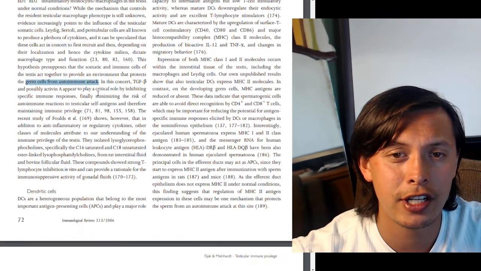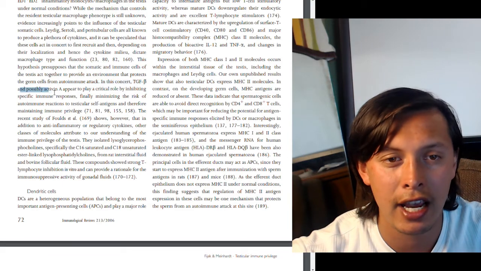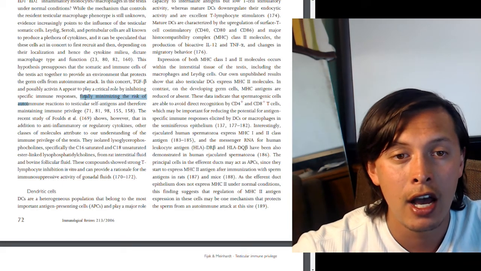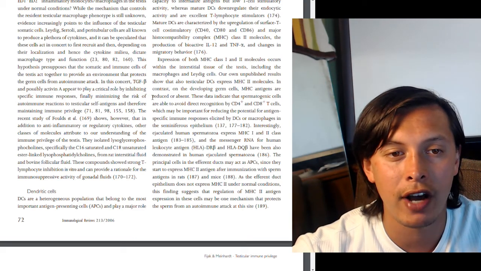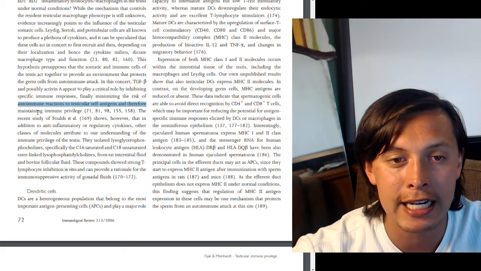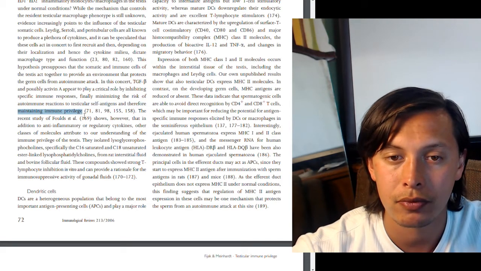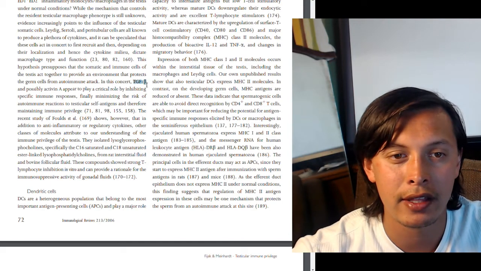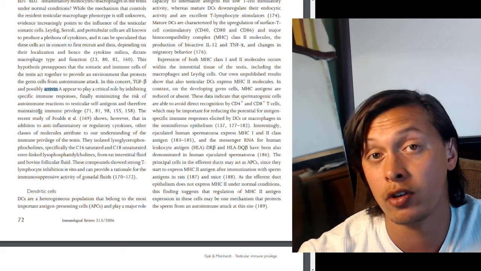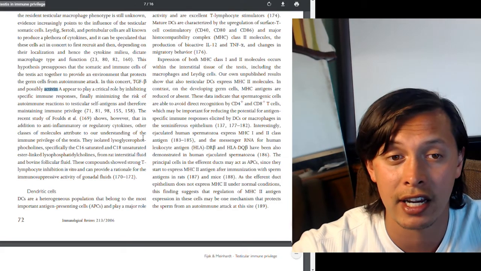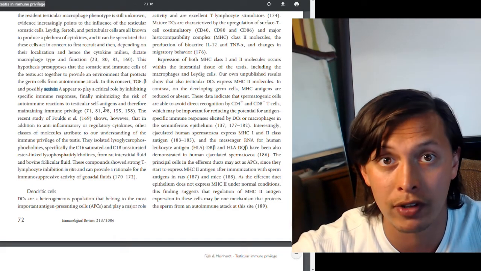In this concert, TGF-beta and possibly activin A appear to play a critical role by inhibiting specific immune responses, finally minimizing the risk of autoimmune reaction to testicular self-antigens, and therefore maintaining immune privilege. So they're just saying the TGF-beta and the activin A appear to be the critical components that are causing this anti-inflammatory and immunoprivileged status.